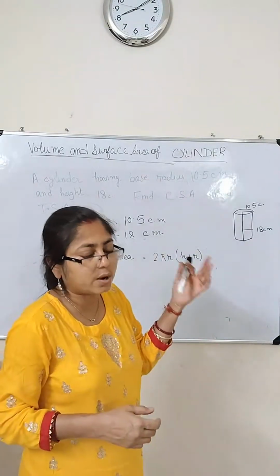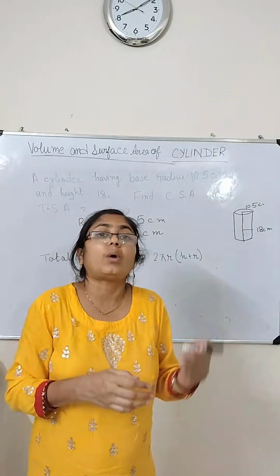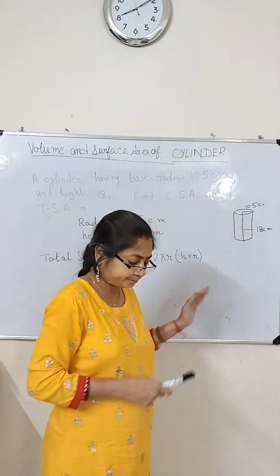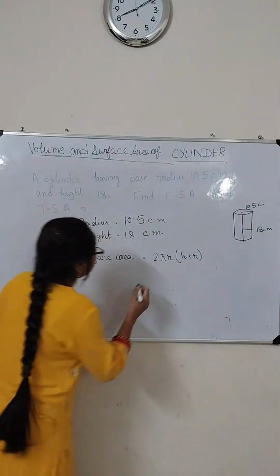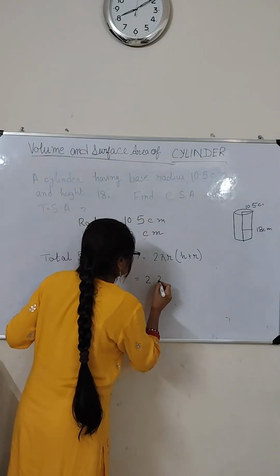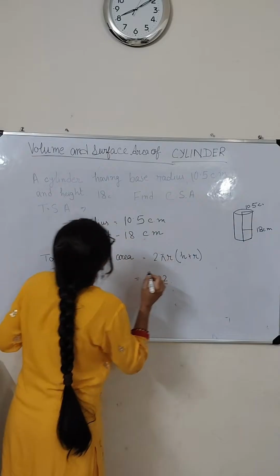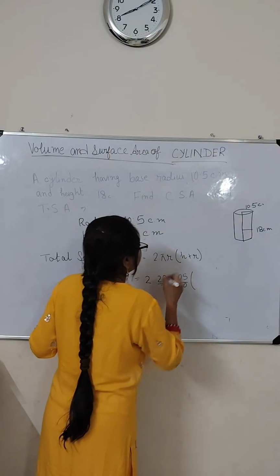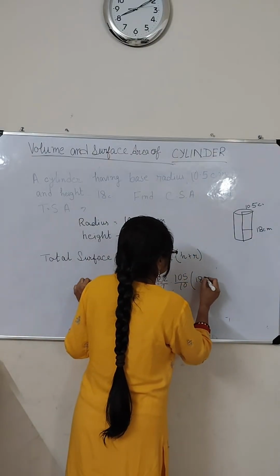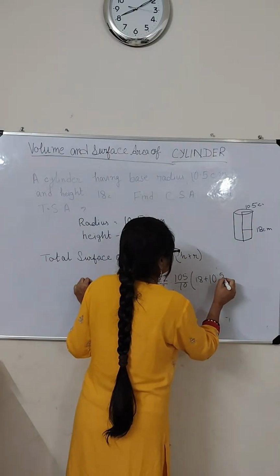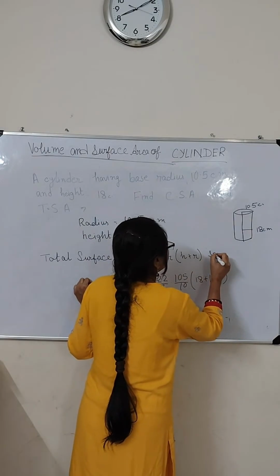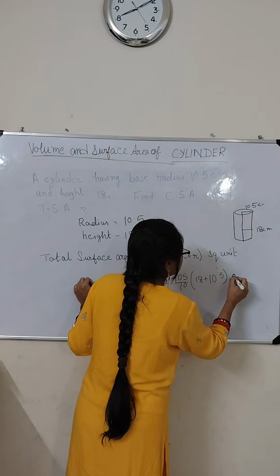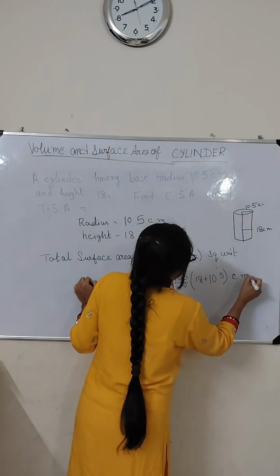I write this one. When I write the formula, I break it, and one more line I did to take the common. 2 pi r, h plus r. Okay. Now put the values. 2 pi r, it is square unit, means centimeter square.